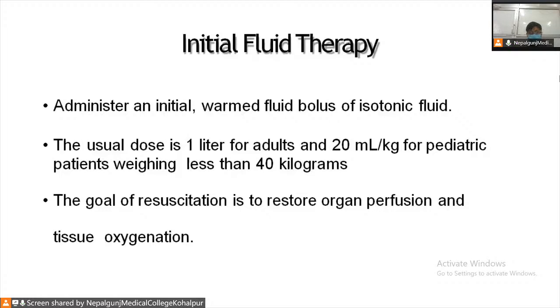How do we treat it? Initially, we administer warm fluid, an isotonic fluid that we usually give, that is Ringer's lactate. The usual dose is 1 liter for adults, while it is 20 ml per kg for pediatric patients weighing less than 40 kg. And the goal of resuscitation is to restore organ perfusion and tissue oxygenation. So this is the main purpose, to maintain the circulation.